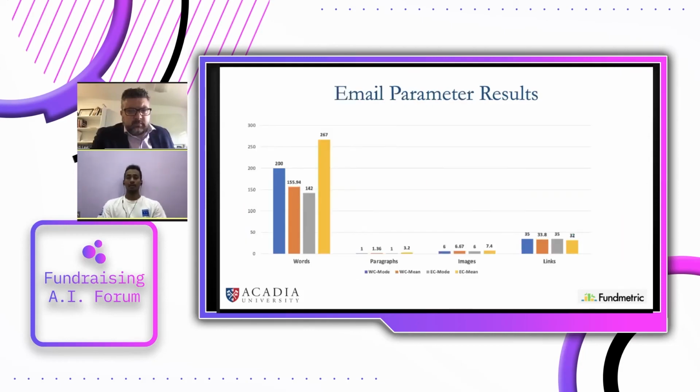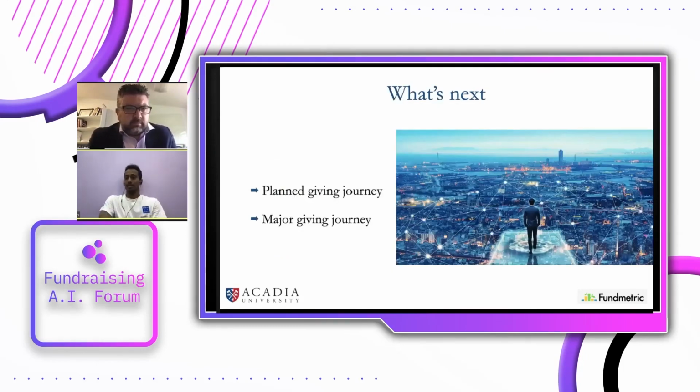And the email parameter results. This graph shows the mode and mean of the number of words, paragraphs, and all the email parameters predicted by the machine learning algorithms, which says that we should send shorter emails, the emails with shorter number of words and paragraphs to the constituents. And the final slide will be talked by Dr. Greggy. I'll close it out.